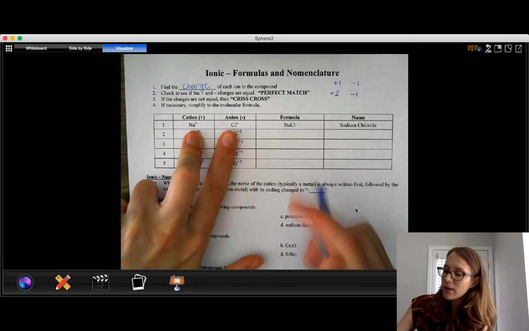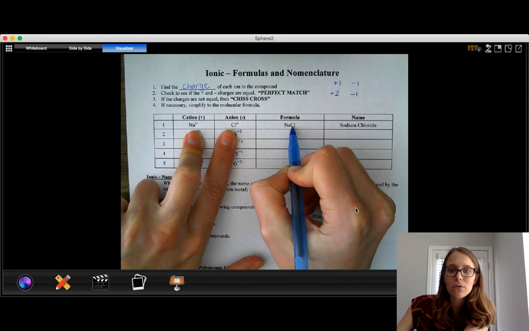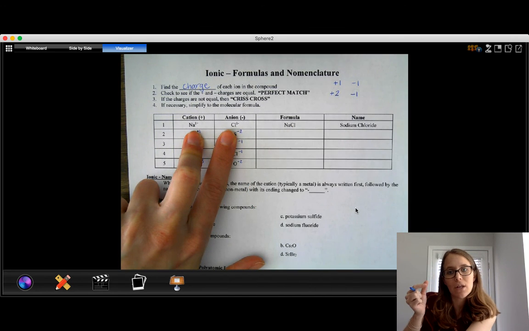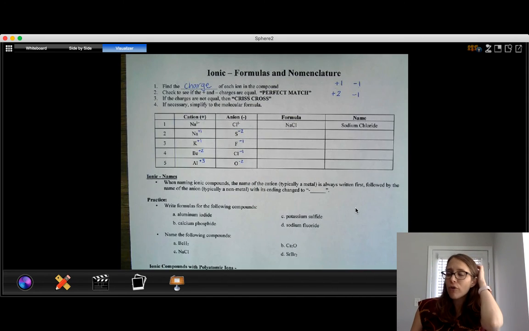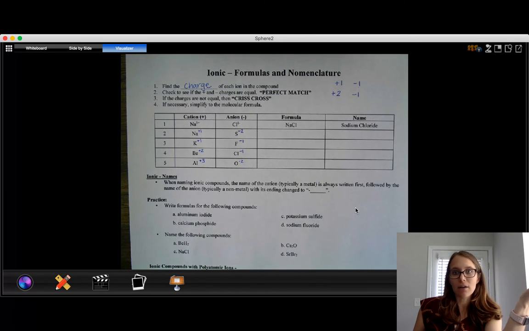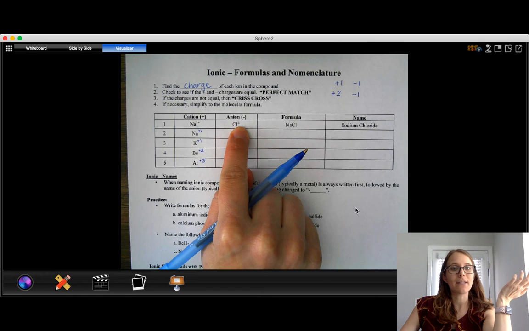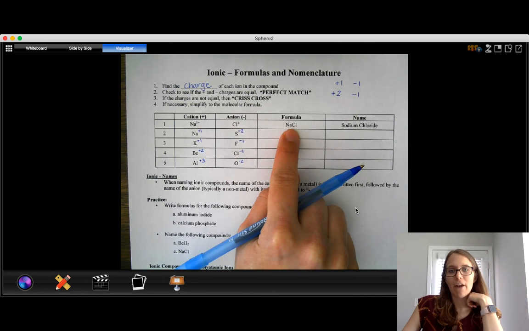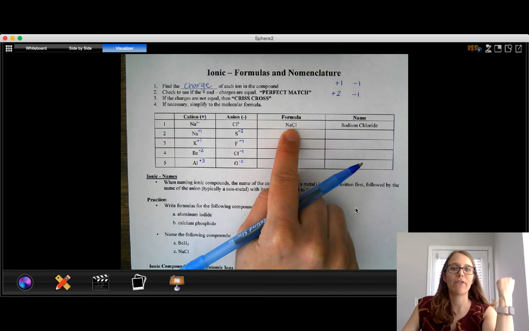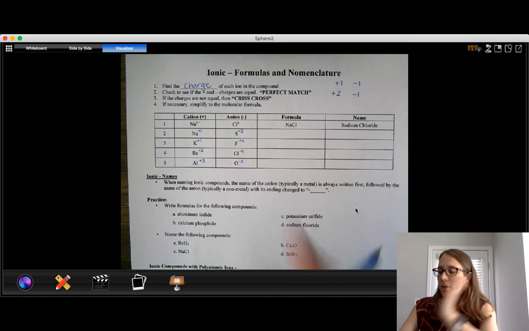And all I have to do to write the formula is take the two symbols, drop the charges, and squish them together. Overall, the charge of a formula is 0, because if I have +1 and -1, that equals out to 0. So I don't write any charges on my final formula, because my final formula should have a charge of 0. I'm going to look down the list.